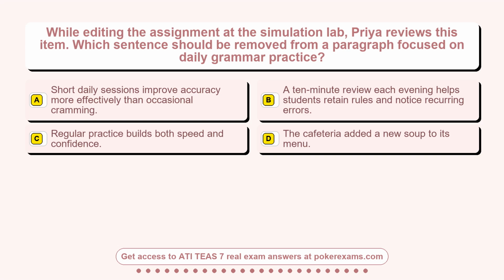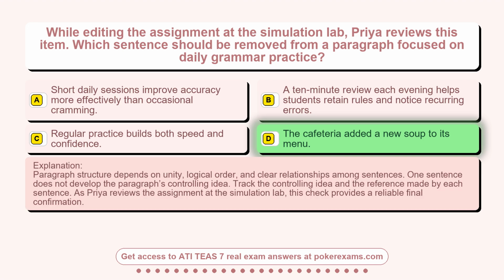Question 4. While editing the assignment at the simulation lab, Priya reviews this item. Which sentence should be removed from a paragraph focused on daily grammar practice? Option A. Short daily sessions improve accuracy more effectively than occasional cramming. Option B. A 10-minute review each evening helps students retain rules and notice recurring errors. Option C. Regular practice builds both speed and confidence. Option D. The cafeteria added a new soup to its menu. The correct answer is option D. The cafeteria added a new soup to its menu.